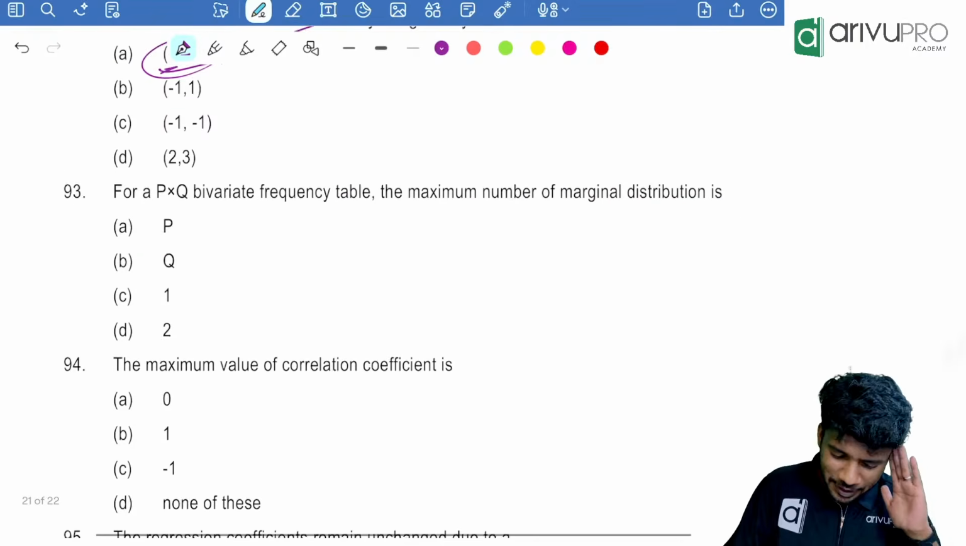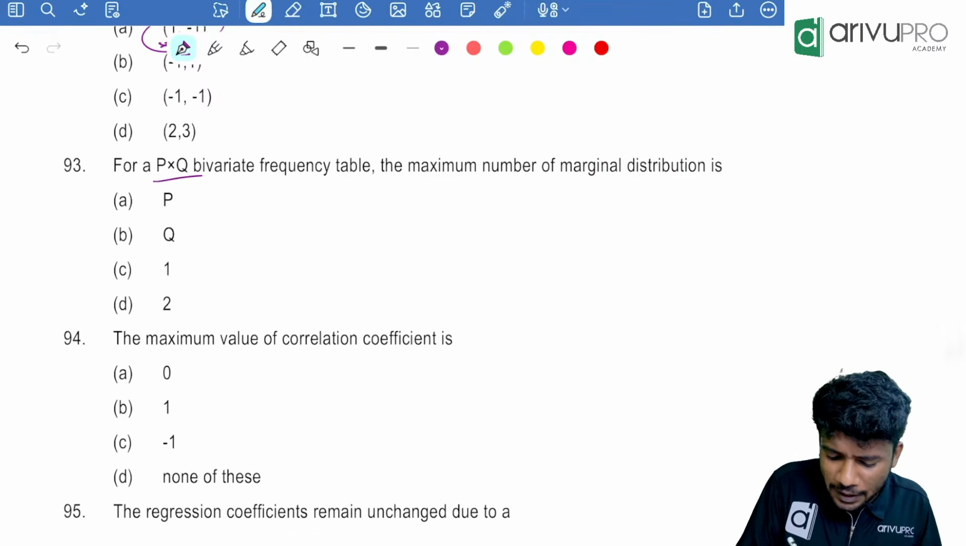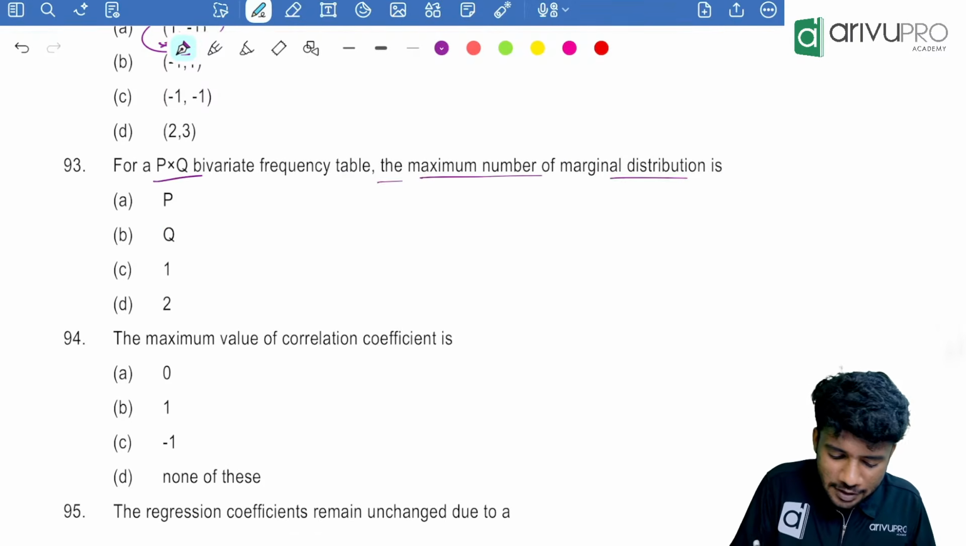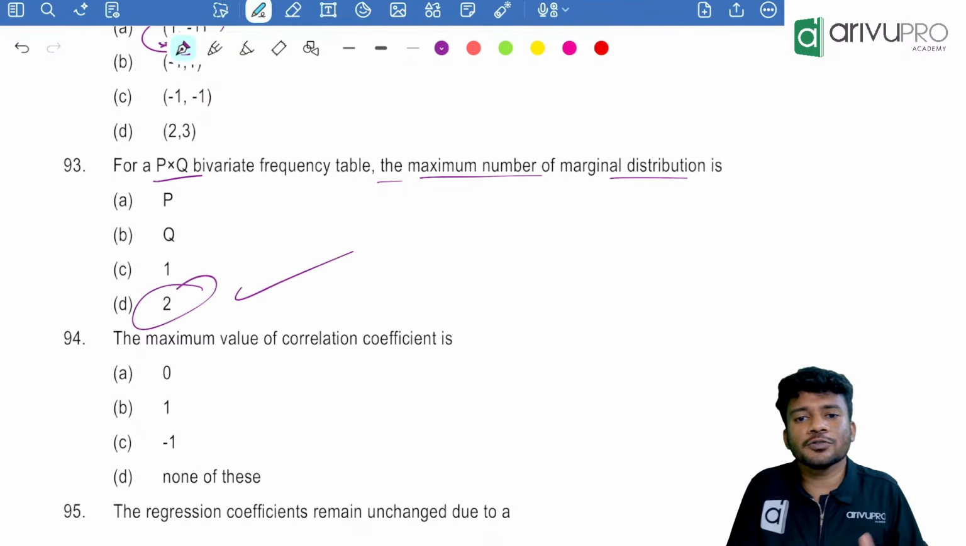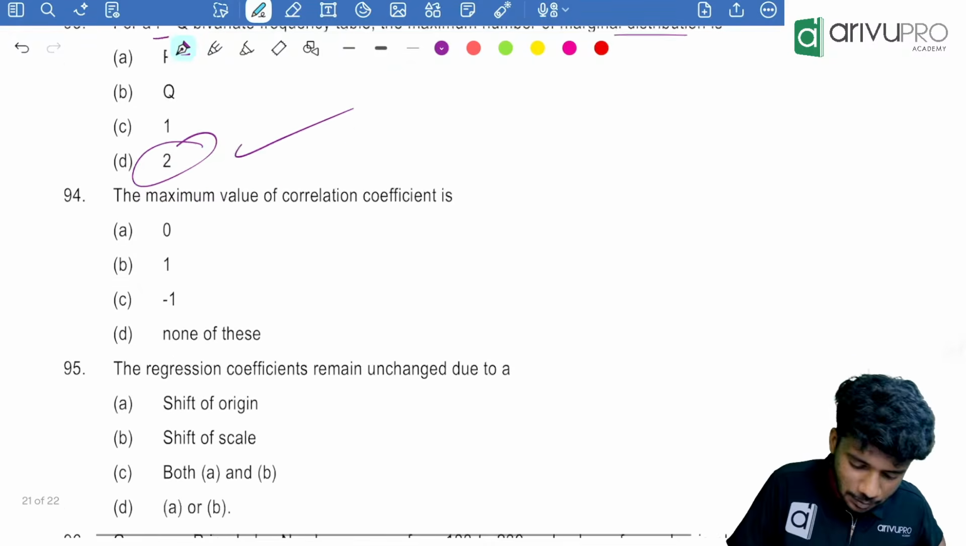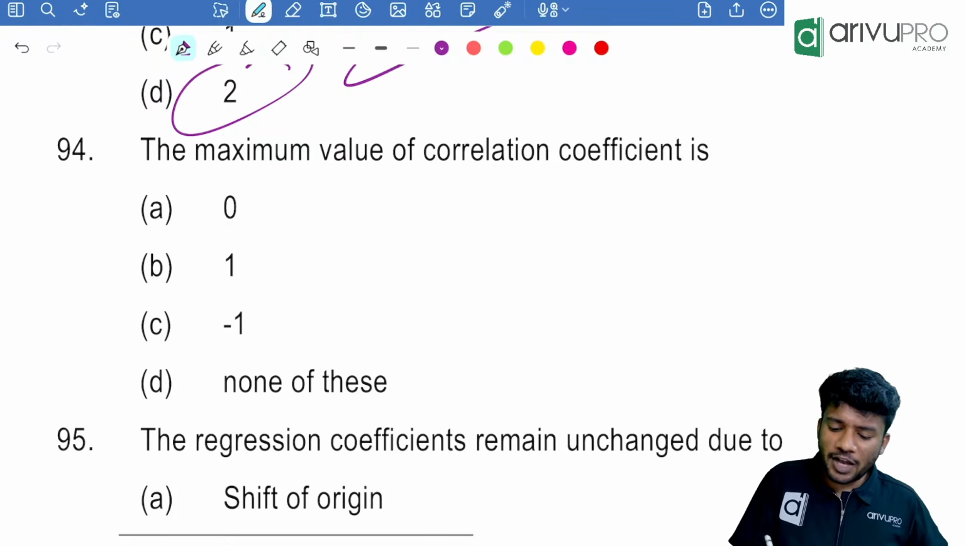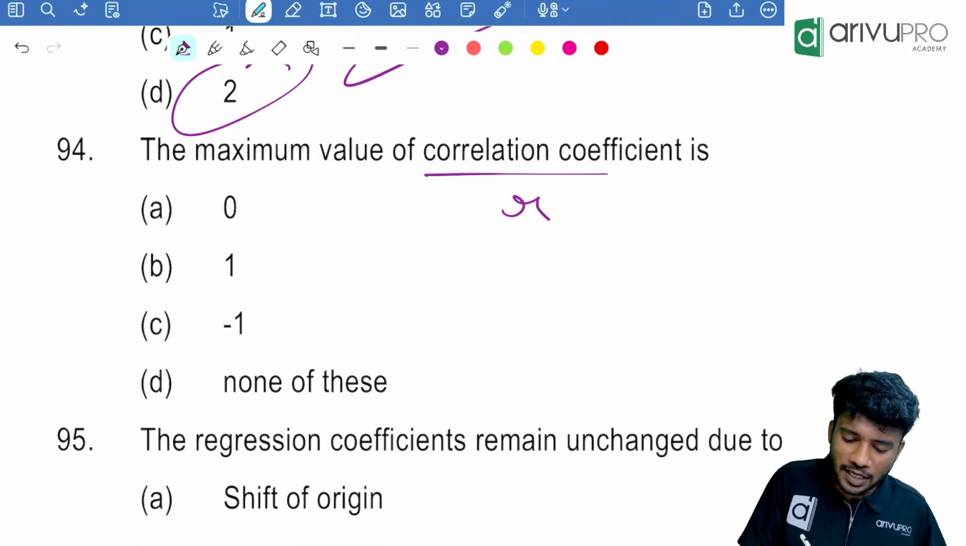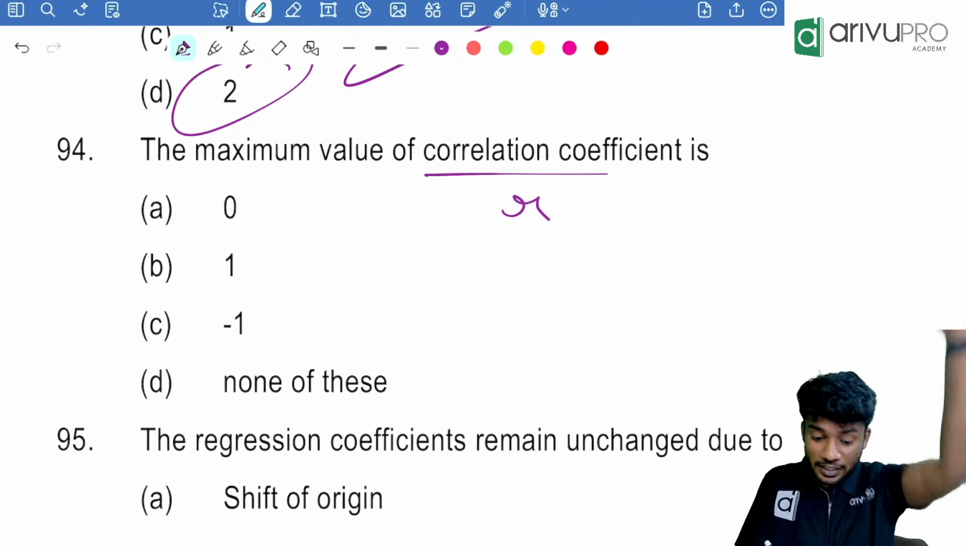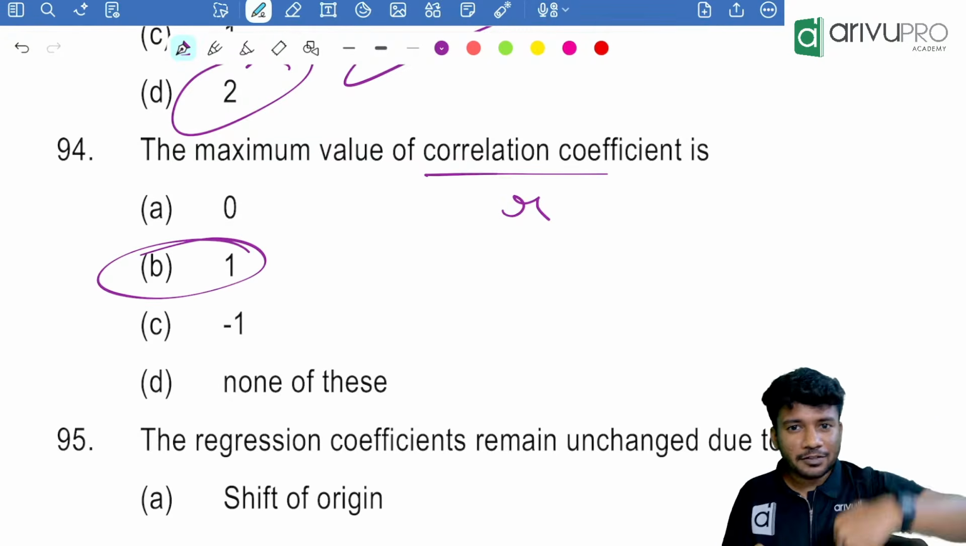That's all. Okay. Then for a bivariate data P into Q, the maximum number of marginal distribution is how much? It's always 2. Bivariate data. Okay. Keep it in your mind. The maximum value of correlation, R's maximum value is how much? The maximum value is always what? 1. Minimum value is how much?